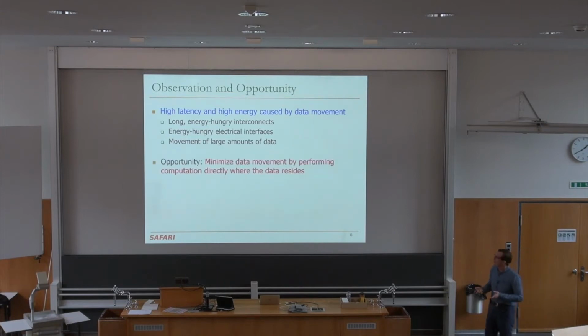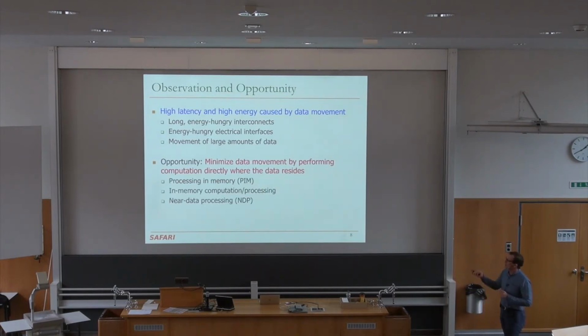And the opportunity that we have is that we can minimize the data movement by performing computation directly where the data resides. So if you actually can do this, then you basically avoid all of this, right? These interconnects, maybe they're not as important. You can still have them, but maybe use them very, very infrequently. So that's the idea over here. This general idea is called multiple things: processing in memory, for example, or in-memory computation, or processing, or near data processing. I'm going to treat them all as the same and call it processing in memory right now.